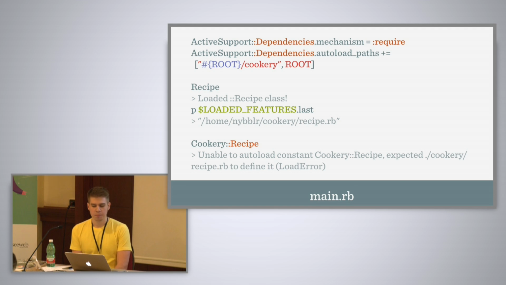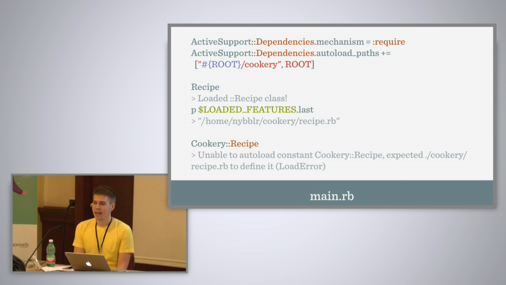So in this example, we're going to leave our cookery/recipe file the same as it was, which was messed up at the time. It didn't have that module Cookery. So if we try to reference Recipe without that Cookery:: this works perfectly. It looks in all the directories we've specified, and it sees that within root/cookery, there is a recipe.rb file. And it tries to load it, and voila, we have a Recipe class. That works great. It even gets put, in this case, in the loaded features.